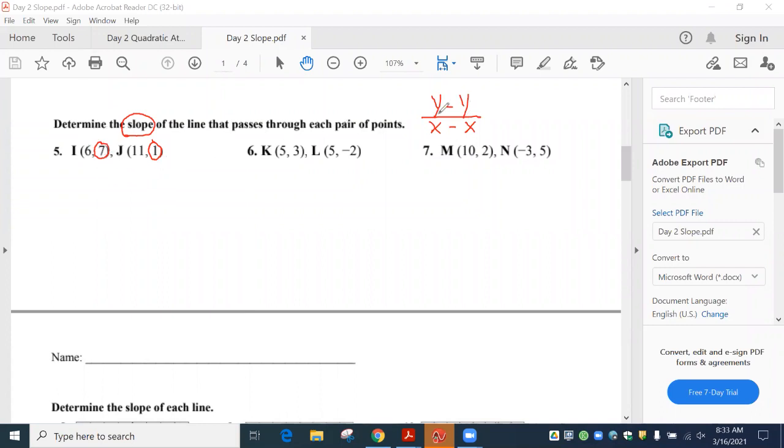So we're going to subtract. The formula says we're going to subtract the Y's, so we've got 7 minus 1 on top. I feel like if you can do this, there's a really good chance, it doesn't guarantee anything, but a really good chance that you're going to get this right. So if you subtract the Y's on top, then on the bottom, you're going to subtract their buddies. And so we've got 6 minus 11.